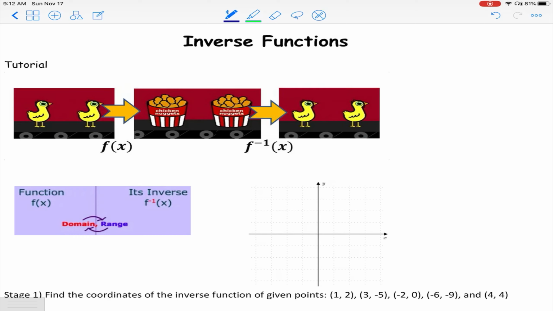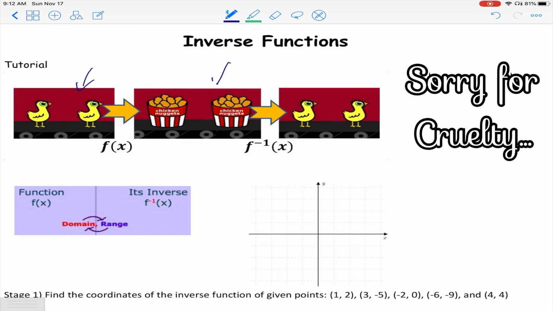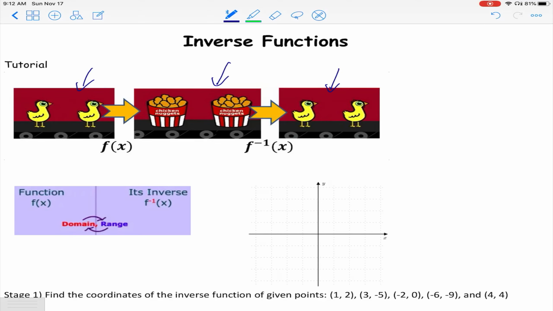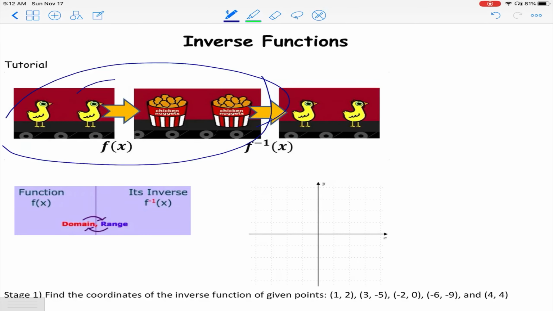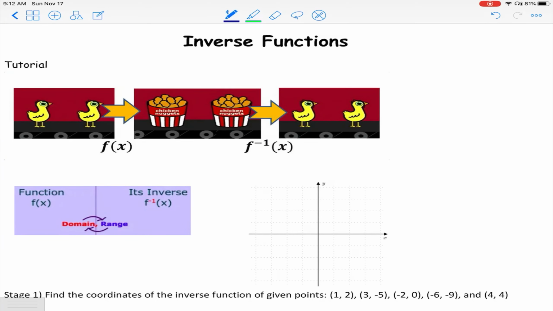For the tutorial session, we have two chickens become two fried chicken nuggets, and then it comes back to the chickens. Well, that sounds really awkward and weird, but hopefully this helps you understand this. In order for us to make chicken nuggets, we need to put the chickens into it, so the chickens become our input and the chicken nugget becomes our output, the result. So this is the usual function. We do something to get the output from the input. There's a process going from input to output. That's the function. The process itself is the function.